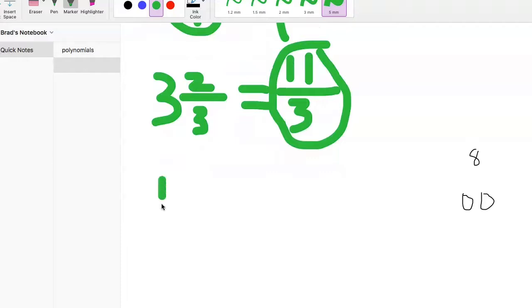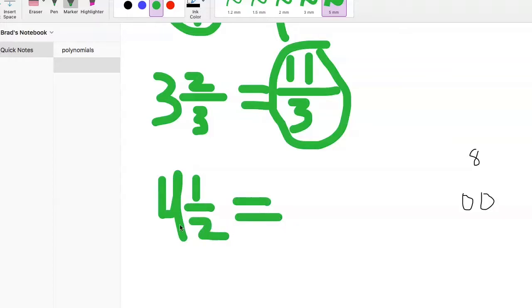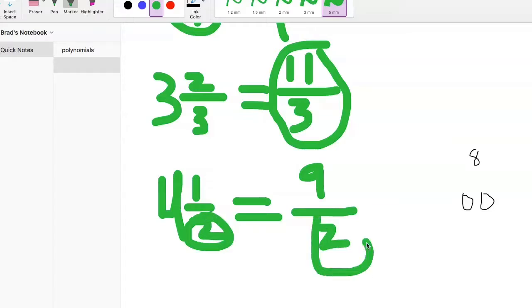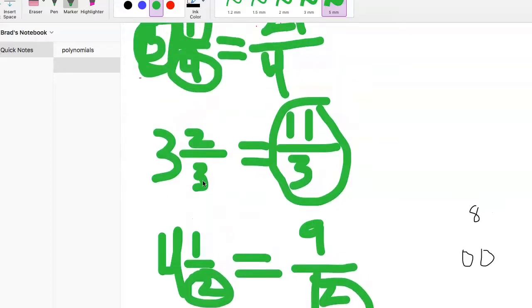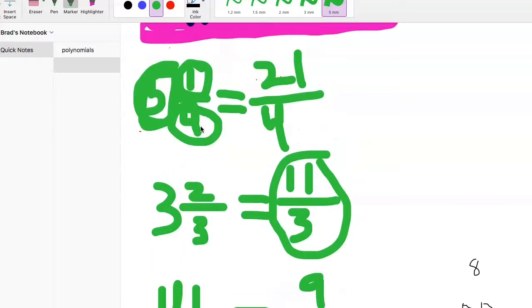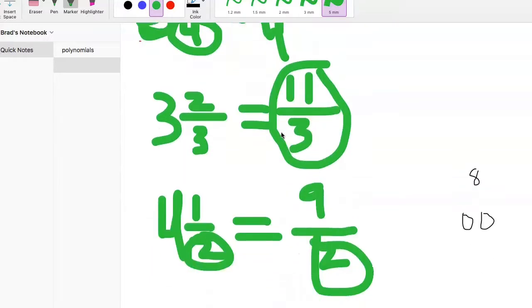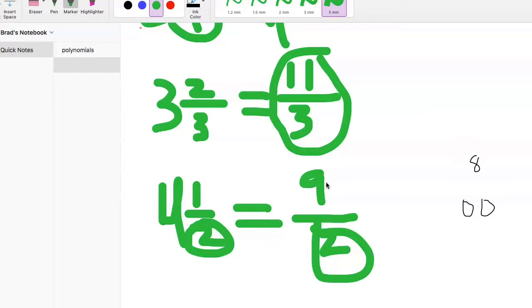We'll do one more. 4 1/2. Again, we're really doing the same thing. 4 times 2 is 8, plus 1 is 9. That's the number on the top. The number on the bottom doesn't change. The denominator is the same here as it is here. It was the same thing we did here. The numerator was 3 here, it's 3 here. The numerator was 4 here, it's 4 here, right? And that's all there is to it.